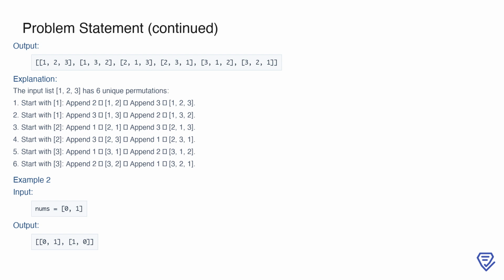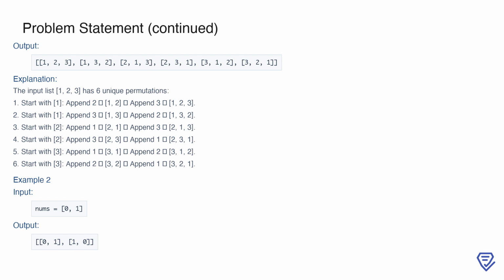To break this down, we start with one number, say 1, and pair it with the remaining two numbers in every possible order. This results in [1, 2, 3] and [1, 3, 2]. Similarly, we can start with the number 2, pairing it with 1 and 3 in different arrangements, giving us [2, 1, 3] and [2, 3, 1]. Finally, starting with 3, we generate [3, 1, 2] and [3, 2, 1]. Each of these 6 permutations is unique.